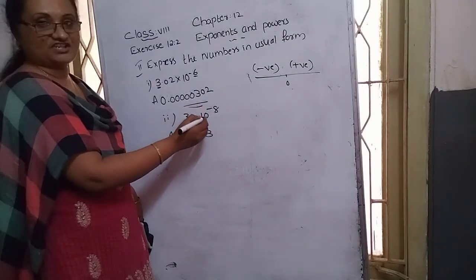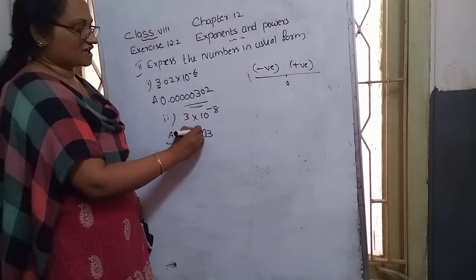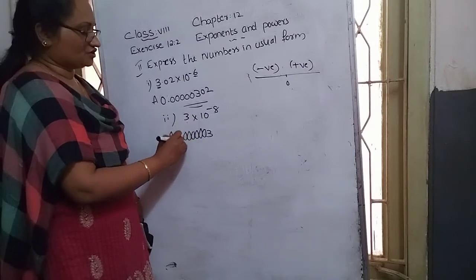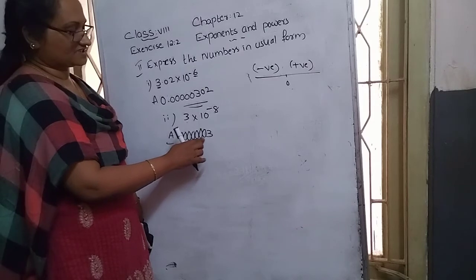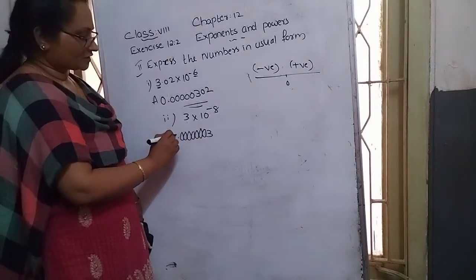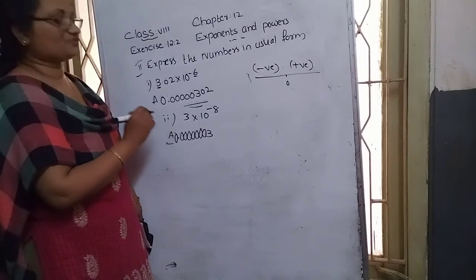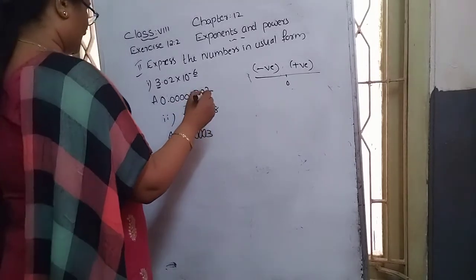Minus 8 means 8 digits we require. Only 1 digit is there, so 7 digits are missing. Instead of those 7 digits, we can keep 0s and put a decimal. So 1, 2, 3, 4, 5, 6, 7, 8 digits. Then before the decimal point, in the whole number part, we can keep a 0. In this way we handle negative powers.